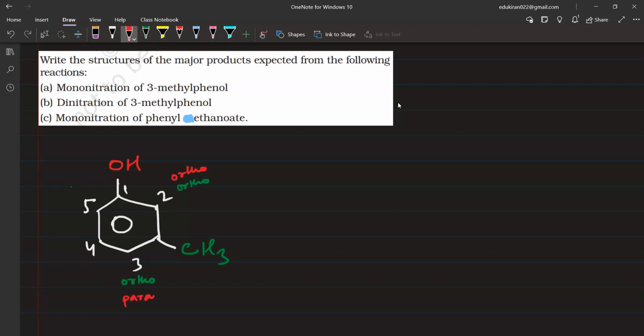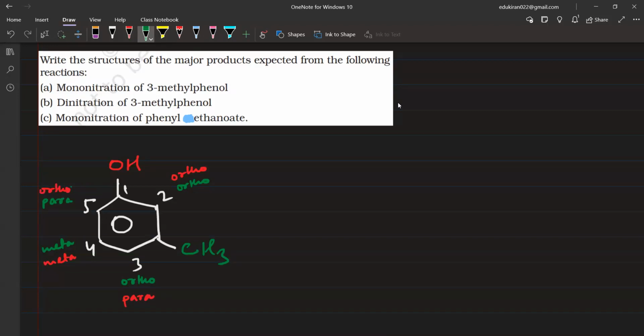What about the fourth carbon atom with respect to CH3? Ortho, meta, or para? Meta. And with respect to OH, it is meta. And the fifth one, with respect to OH, it is ortho, and with respect to CH3, it is para.